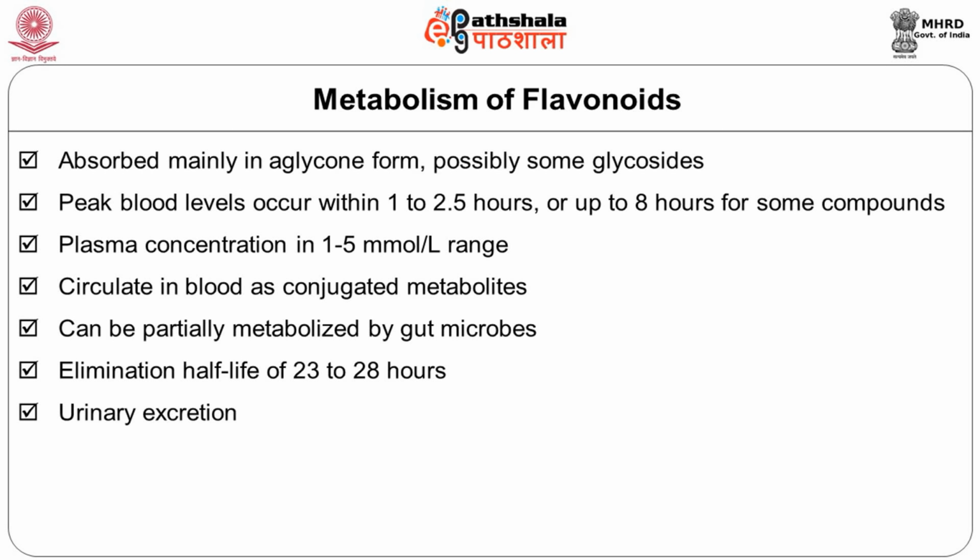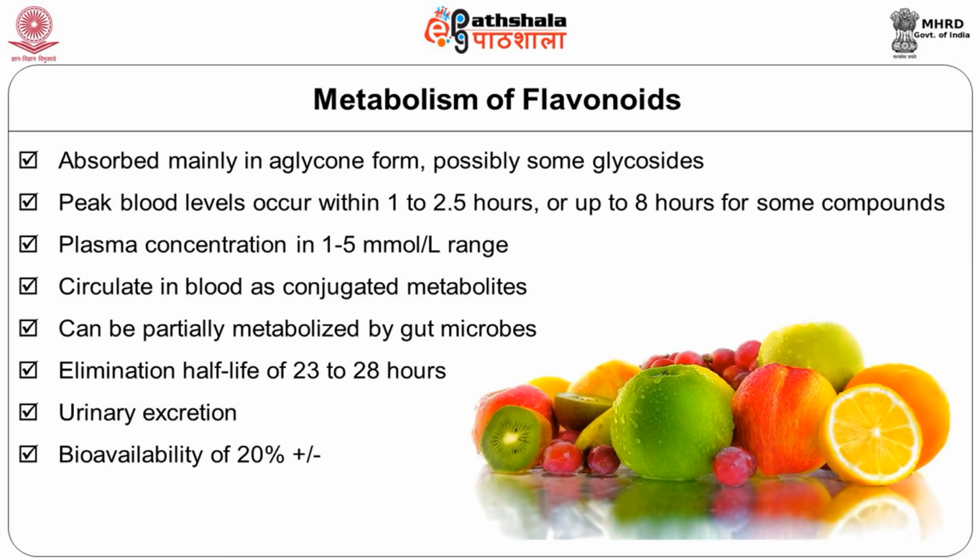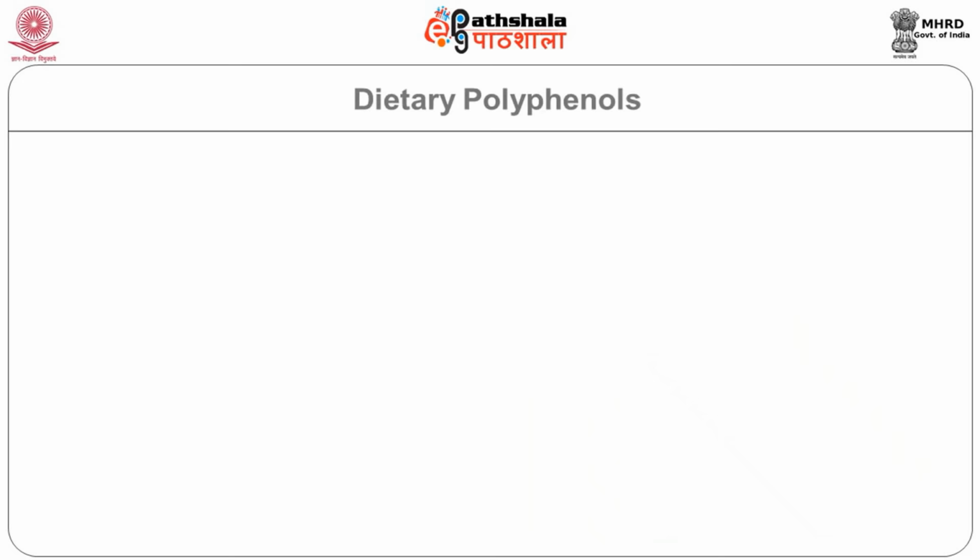10 to 20%. People thought that these molecules are very efficient singlet oxygen quenchers or radical quenchers, so powerful antioxidant action has been attributed to these molecules. Then when it comes to bioavailability, they absorb very poorly. It is only between 10 to 20%. So, dietary polyphenols have been postulated to modulate the development and progression of several chronic diseases.